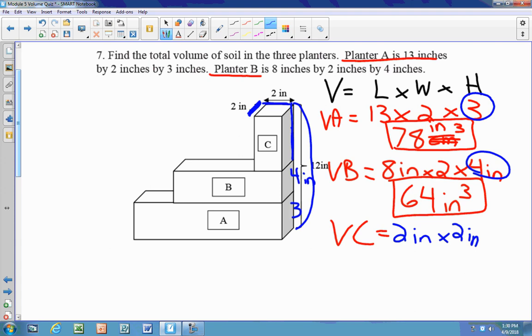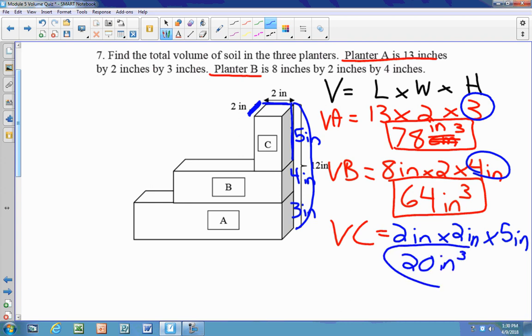So if I have 3 inches and 4 inches, so far I've used 7 inches of my 12. So what's left? This piece has to be 5 inches. And if I wanted to check, I can say 5 plus 4 plus 3, and that equals 12, so it makes sense. So we're going to put that in there. So we've shown our work for all of that, and 2 times 2 times 5 is 20 inches cubed.